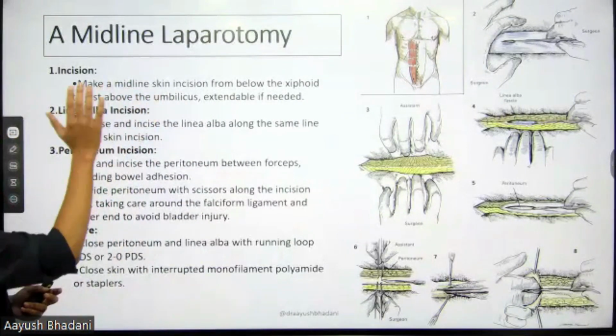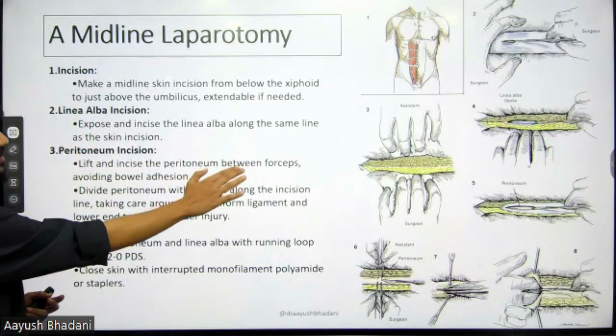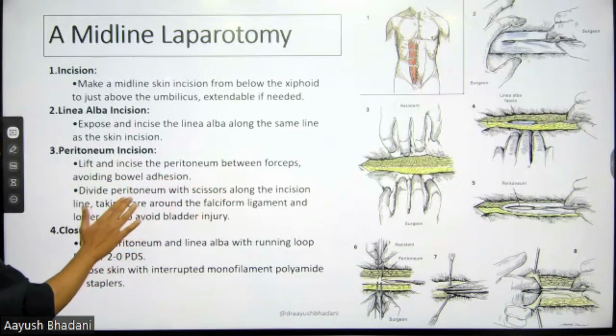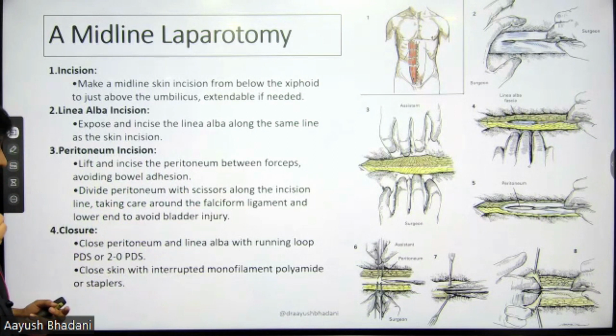So we make a midline incision, we do the linea alba incision, we lift and incise the peritoneum between forceps, avoiding bowel adhesions, then divide the peritoneum with scissors along the incision, taking care around the falciform and lower end to avoid bladder injury. You don't want to injure the bladder.